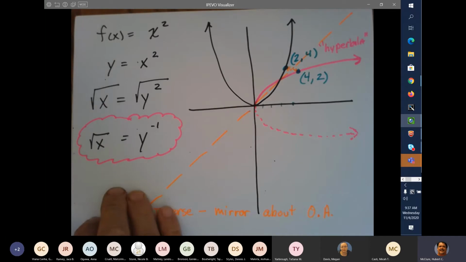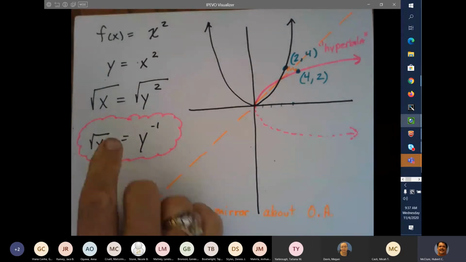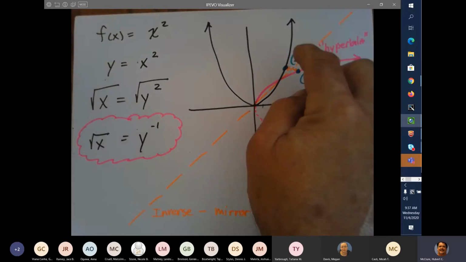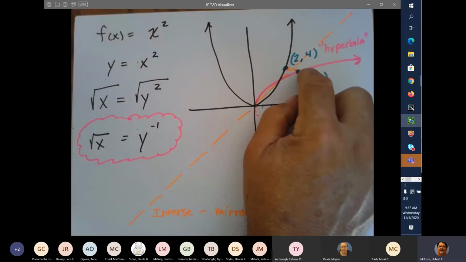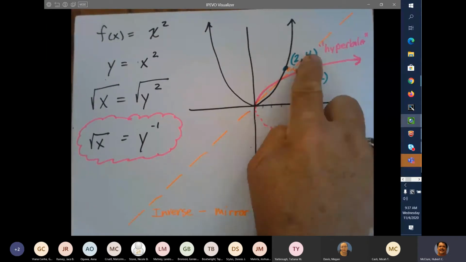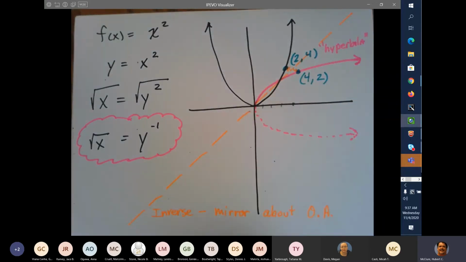So what should you be able to do in 6.1? You should be able to find the inverse algebraically. You should be able to graph it on your calculator. And you should be able to find points along it, and make sure you understand that across the oblique asymptote is the mirror image point, which will be the opposites. So (2, 4) would be (4, 2). (1, 6) would be (6, 1). (-1, 2) would be (2, -1).